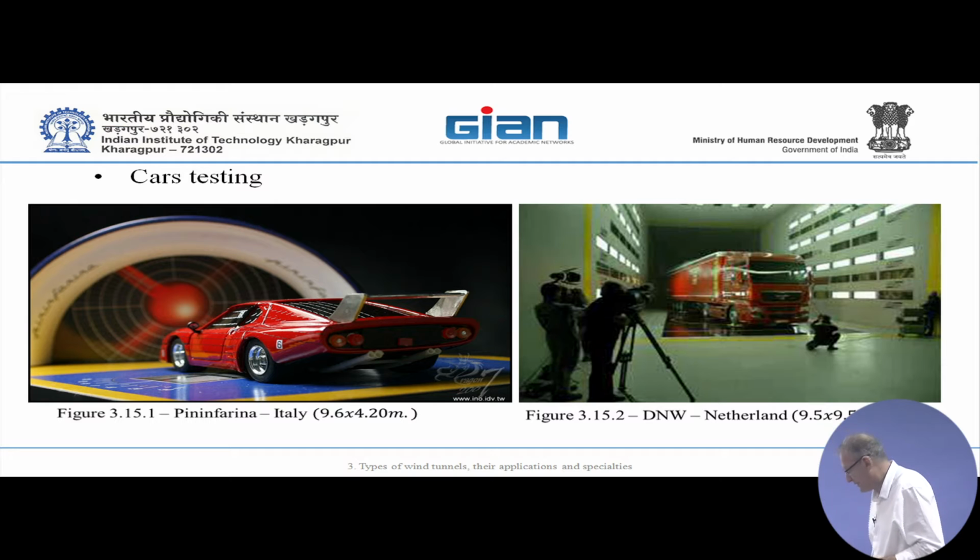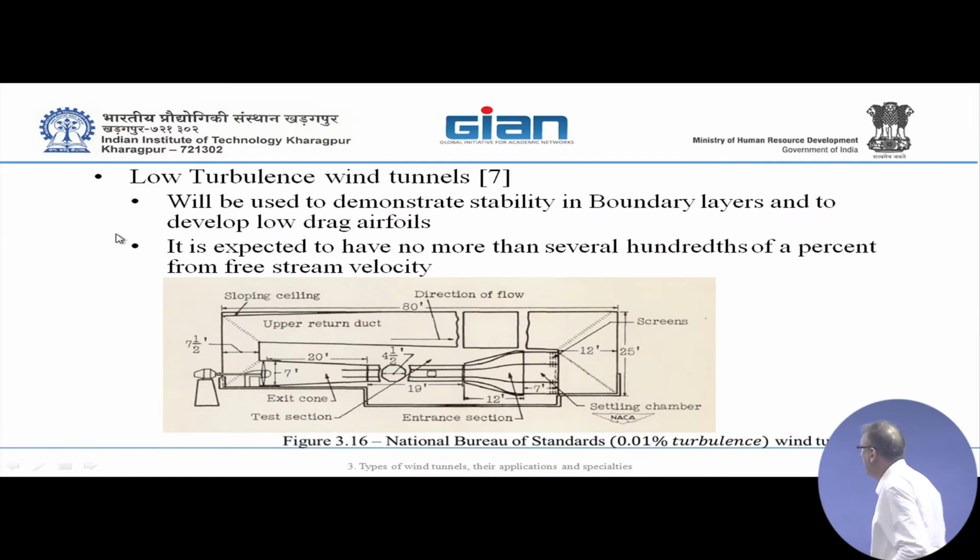Another type of wind tunnel is the low turbulence one. This is mainly for research on flow stability, boundary layers, where you want to check the parameters of transition and so forth. You need to have a very quiet wind tunnel. And when you talk about low turbulence, we're talking about 1/100th of a percent turbulence level.